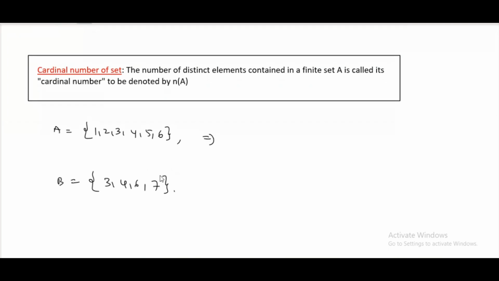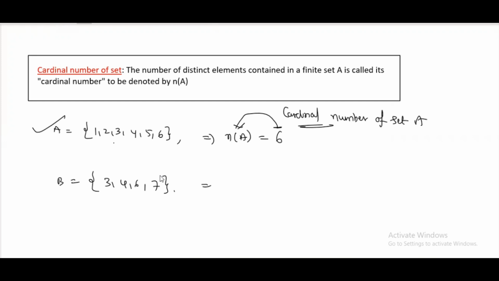If I ask you how many elements are present in set A? In set A we have 6 elements. So this 6 is called the cardinal number of set A.